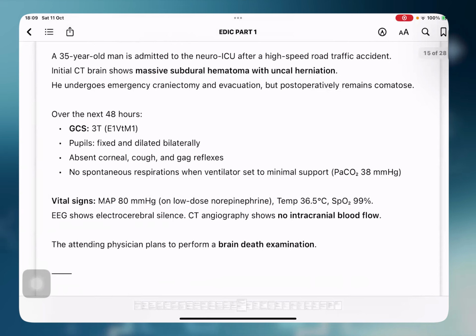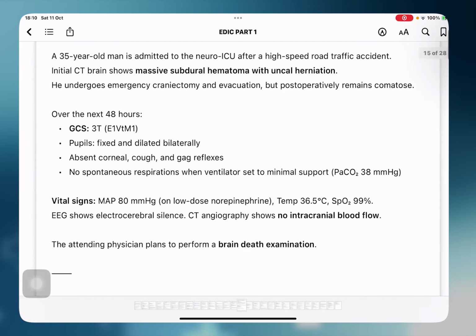Proof. Next question again is an important one. Brain death. A 35-year-old man is admitted to neuro ICU after a high-speed road traffic accident. Initial CT brain shows a massive subdural hematoma with herniation. He undergoes emergency craniectomy and evacuation, but postoperatively remains comatose after 48 hours.